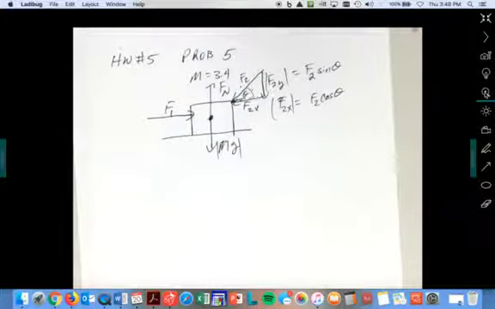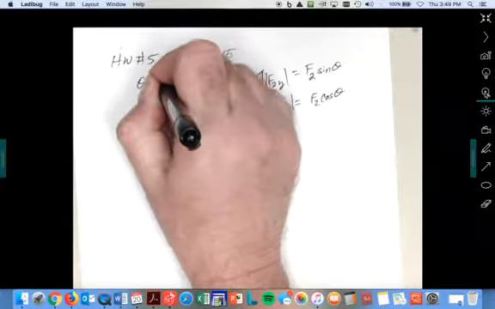What was the question? Oh, we want the normal force. And then we want the acceleration. If that angle, and they said, okay, let's say this angle is 30 degrees.